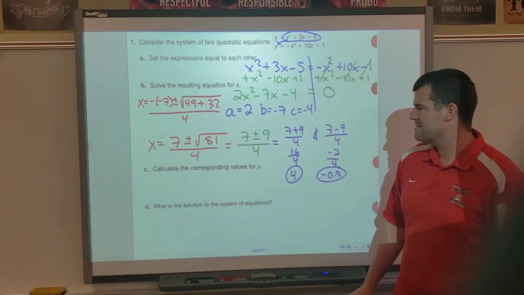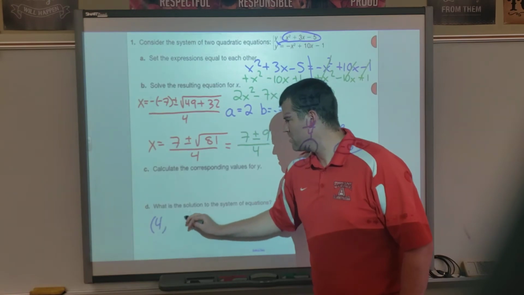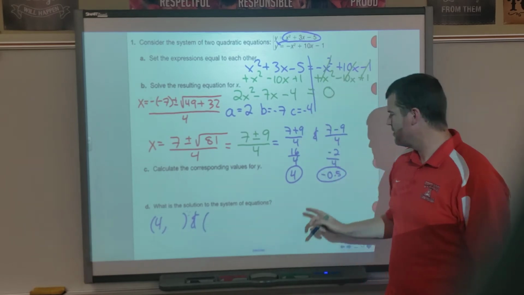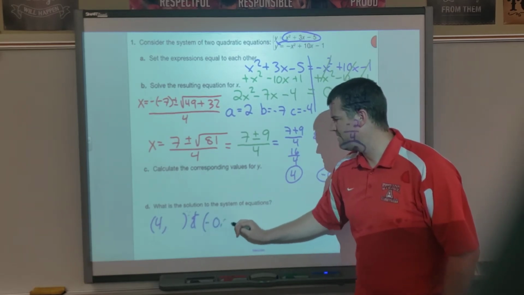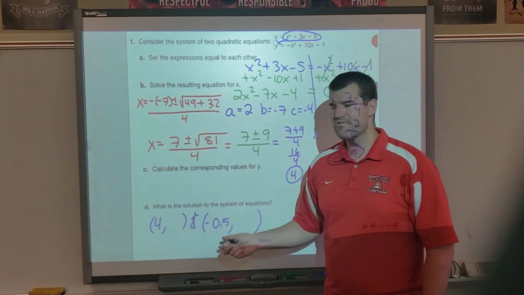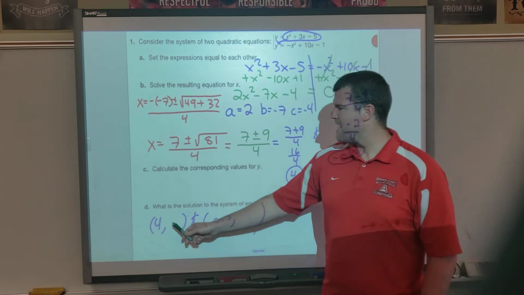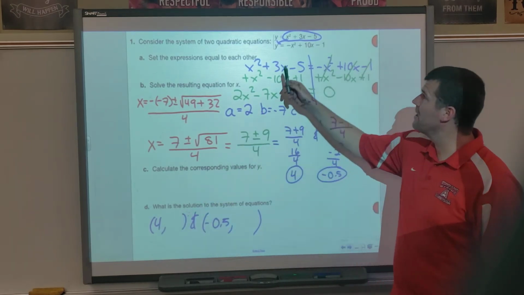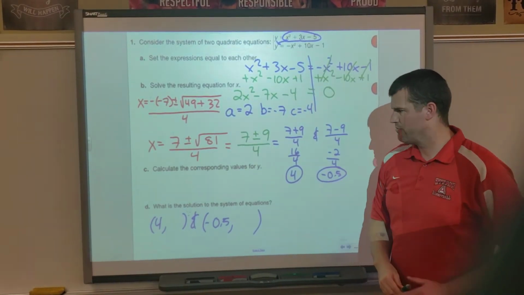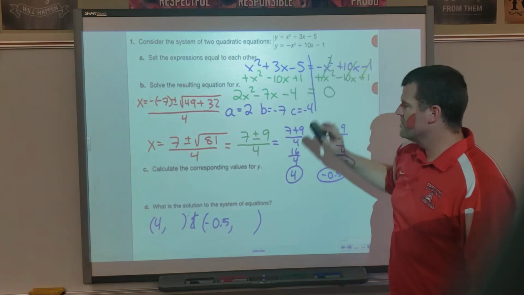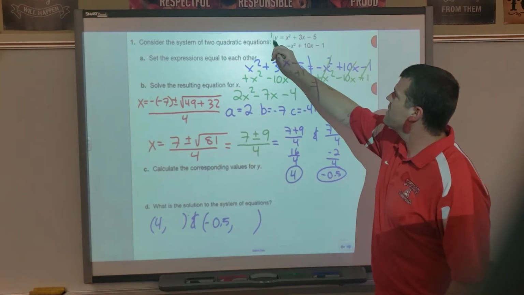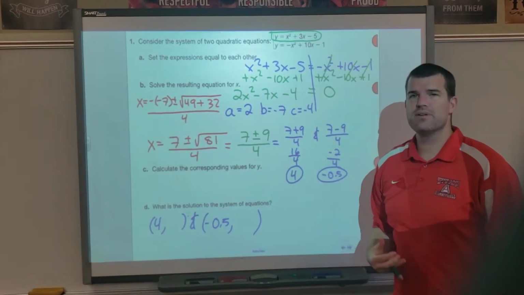We know that our solutions are going to be the ordered pairs 4, comma, something, and for the other one, our x value is negative 0.5, comma, something. Well, how do we find these two missing y values? Since we know the x value, we can plug it back in to either equation from the start, and we can get the y coordinate that goes with it. When I decide which equation to plug it into, I usually just pick the one that looks easier. And to me, this equation looks like it's going to be easier to plug into because there are no negatives.